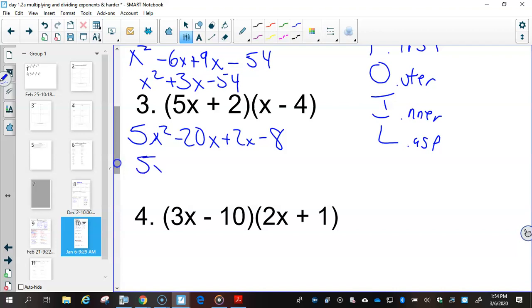5x squared minus... Guys, you should be paying attention. Alright.